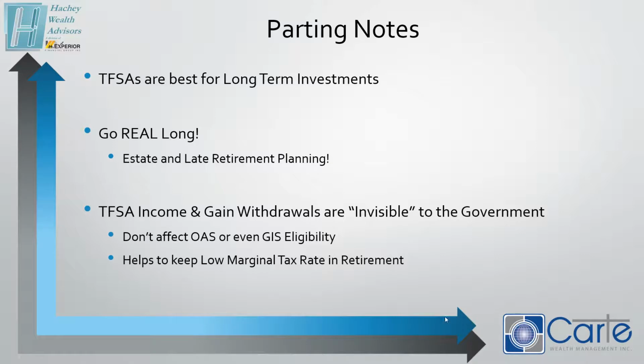Some important points to note about TFSAs and retirement is that the income and withdrawals from a TFSA are essentially, quote unquote, invisible to the government. The government knows how much money you have, how much you take out, and how much income you get. I'm not trying to say we're hiding money from the government, but when it comes to old age security eligibility and even guaranteed income supplement eligibility, TFSA income and gains do not factor in. That's huge, because for old age security, once you start making a certain amount of money, right now the limit is sitting at around $76,000.